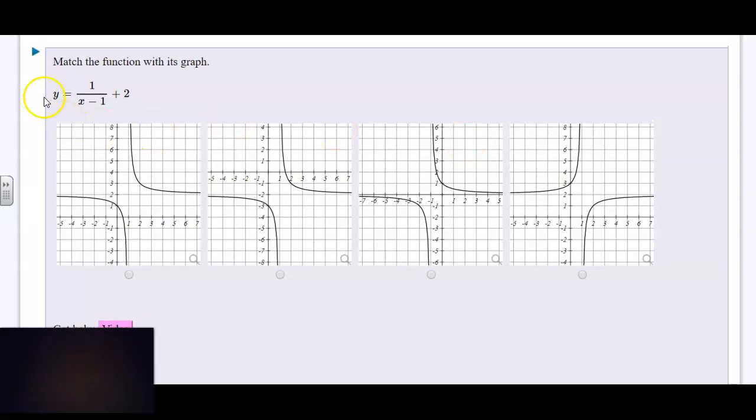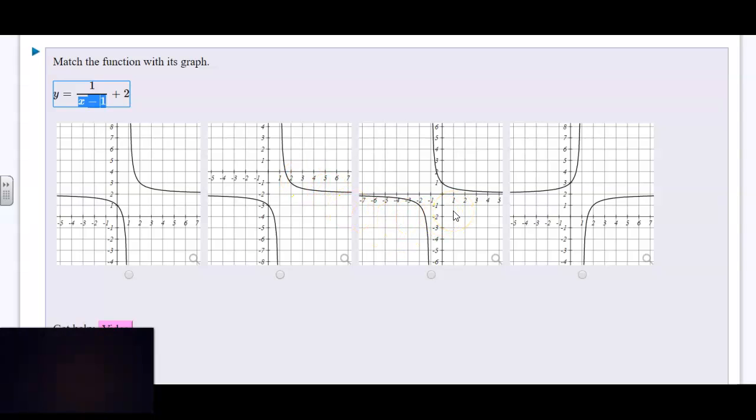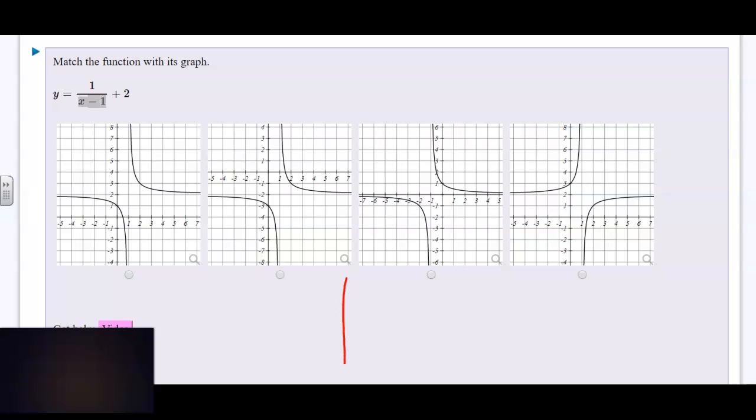Now I'll match the graph. So this is a horizontal shift. Again, horizontal shift still with values inside, next to the x. So it's going to go to the right 1 and up 2. This looks like a good one here. The original function starts out, in case you didn't know, like this, 1 over x. So which one of those goes to the right 1 and up 2.